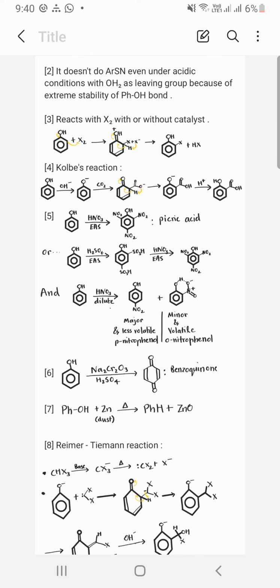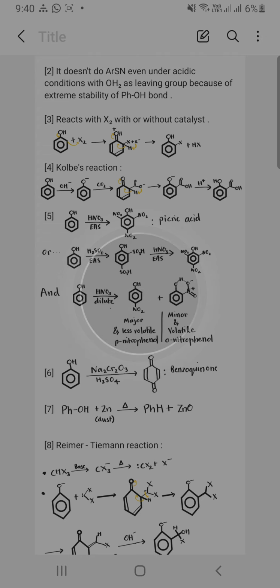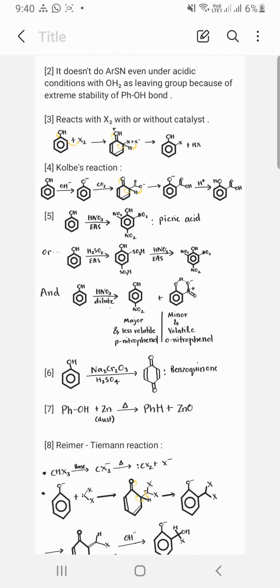So it's with CO2 and you've got OH minus over there. So it forms picric acid like that. And what else? Just wait a second. Okay, Kolbe's.